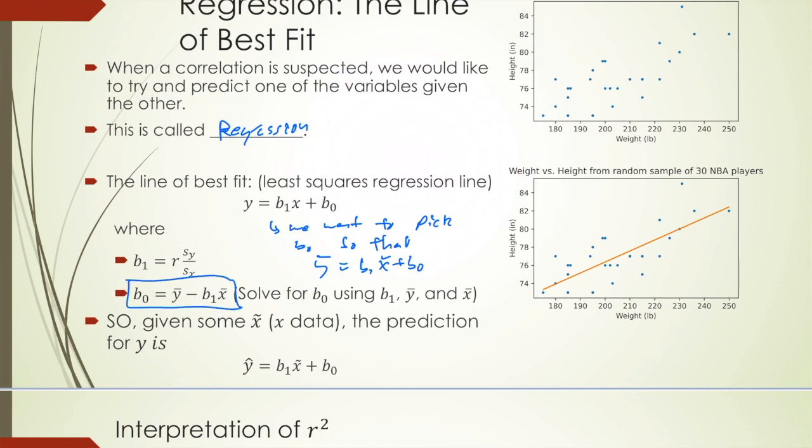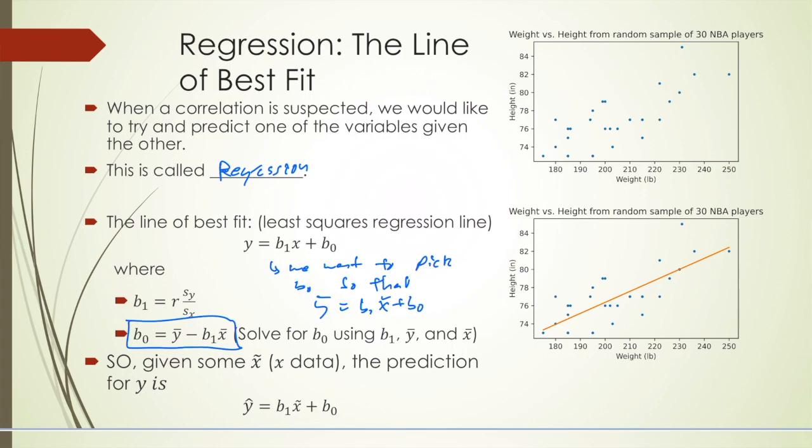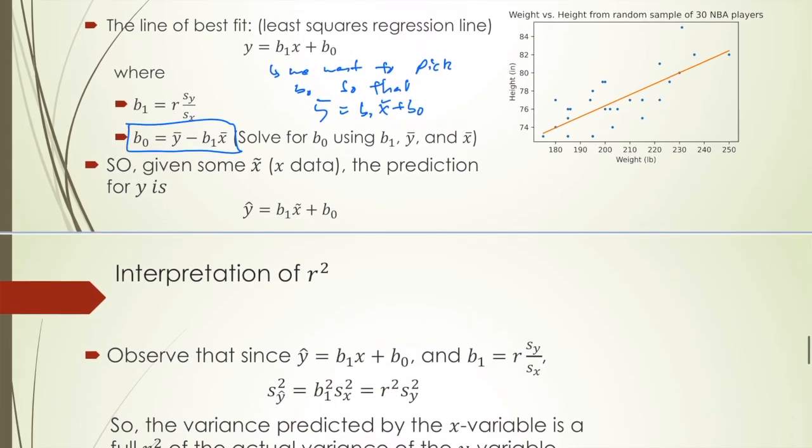Okay, now once we have that relationship and it is the best fit, the one that does the best job minimizing the error between predicted and actual, we can put in some data value x tilde and get a prediction for y, which would be y hat. Okay, let's do that.